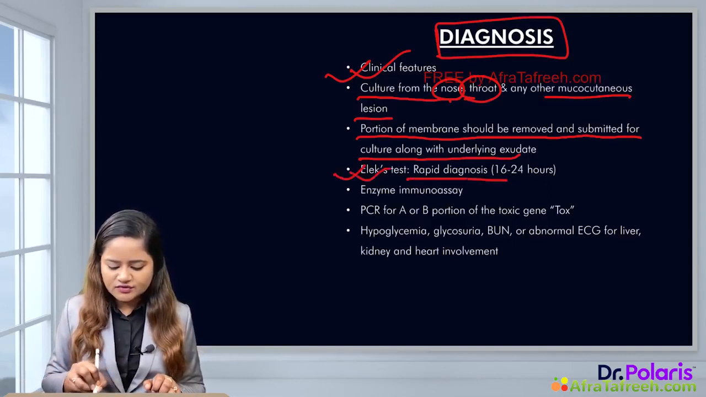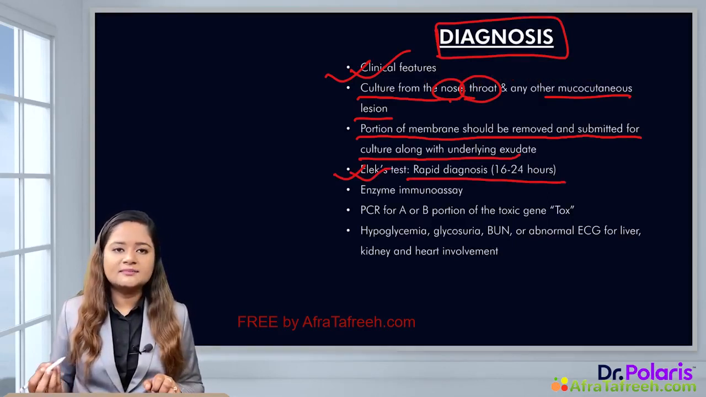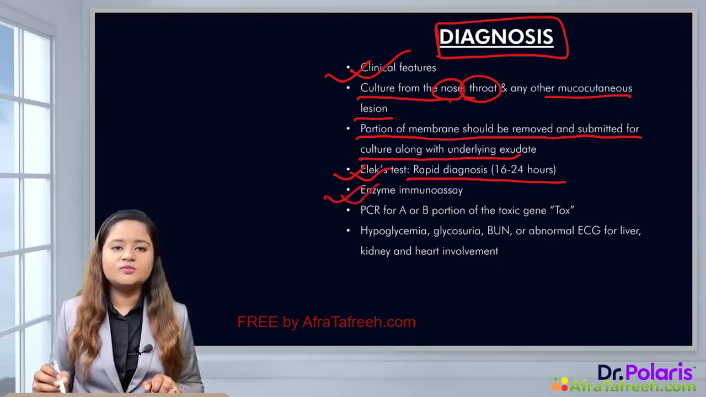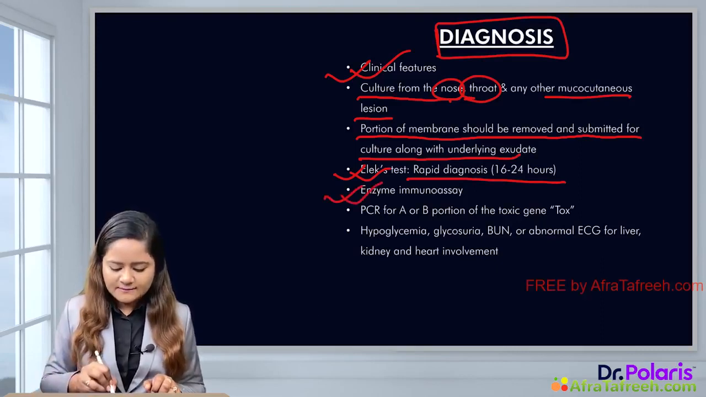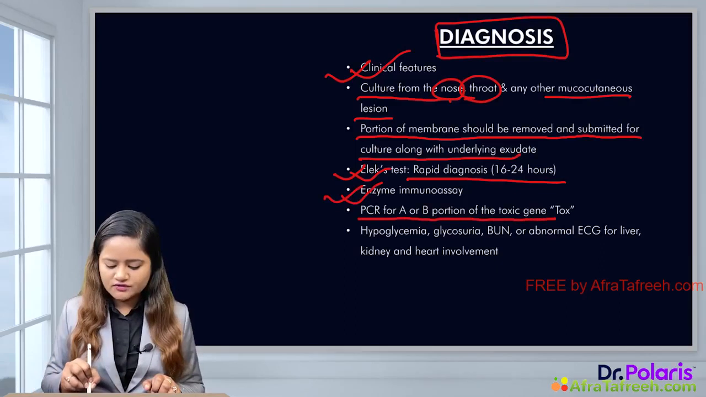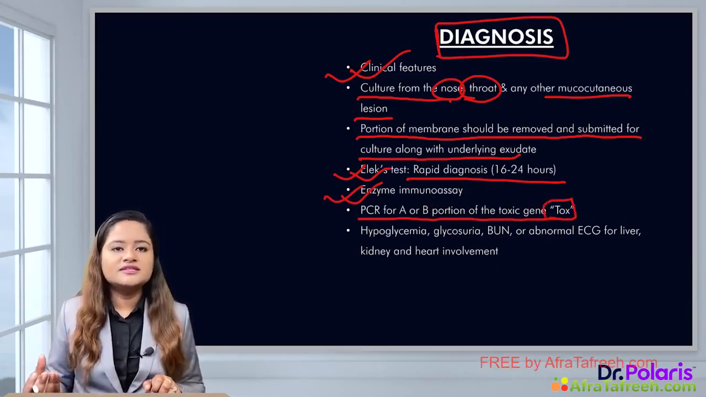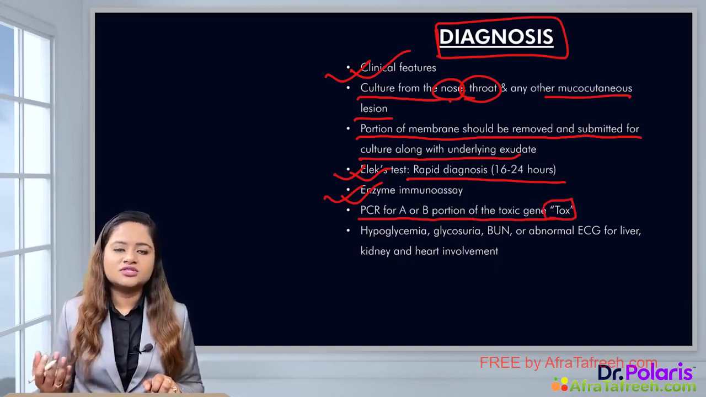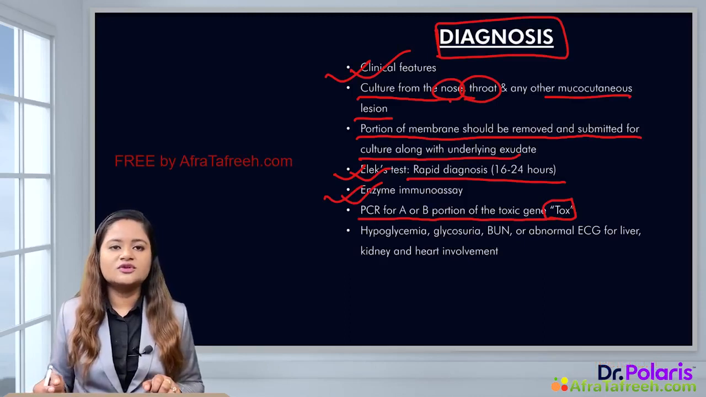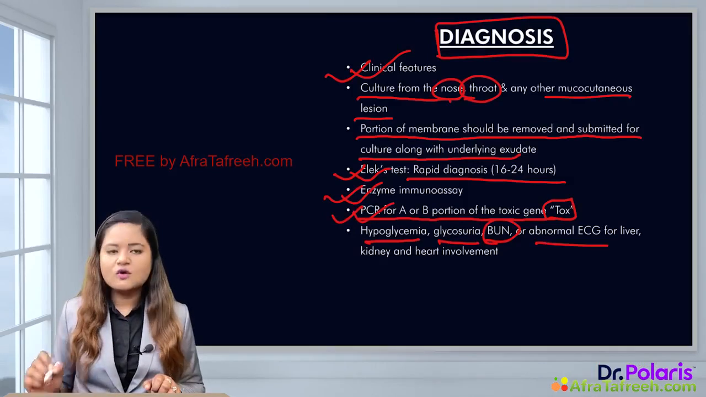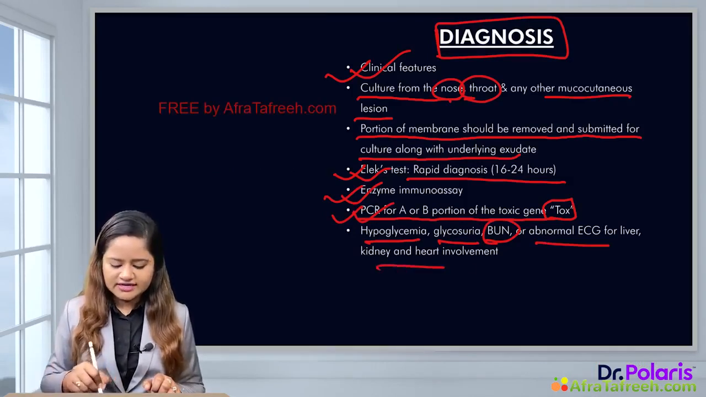Elek test is used for rapid diagnosis. Again, it can help us to diagnose within 16 to 24 hours duration. Enzyme immunoassay can also be used. PCR for the A or the B portion of the tox gene, that is part of the gene, can be used for PCR analysis. So if we are finding a positive tox involvement in that particular specimen, then that means it is positive for the exotoxin of diphtheria. Hypoglycemia, glycosuria, increased BUN, abnormal ECGs, involvement of the liver, kidney and heart.